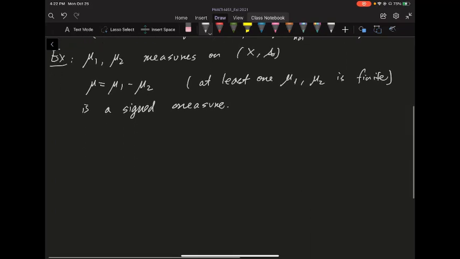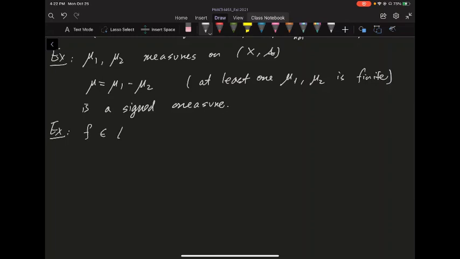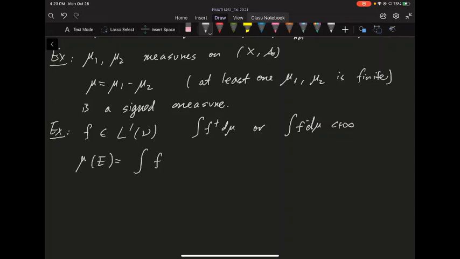There's also another thing that's quite natural. We're going to see a lot of signed measures come from this way. Suppose f is measurable and in some L1 of nu, so some L1 function, and let's assume that one of f plus or f minus, the negative part, is not infinite. Then I can define a new measure. I can define mu of E to be the integral of f of x d nu, over the set E.